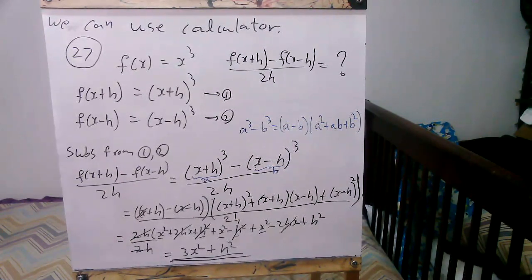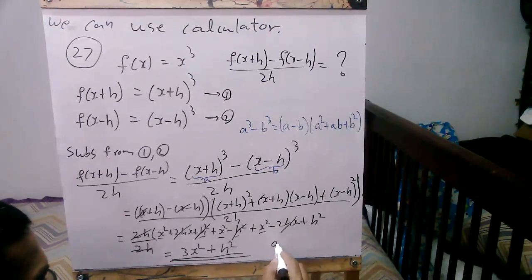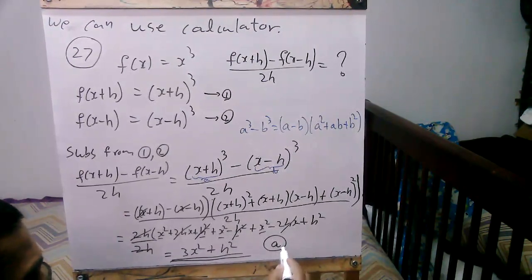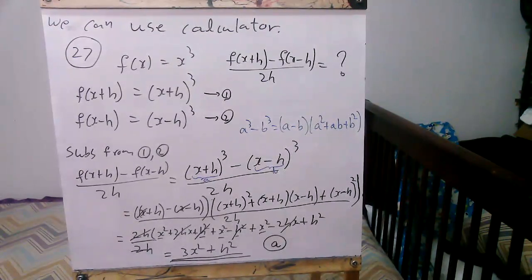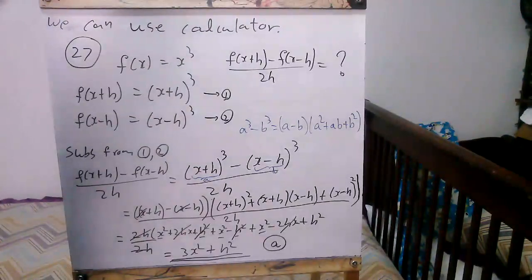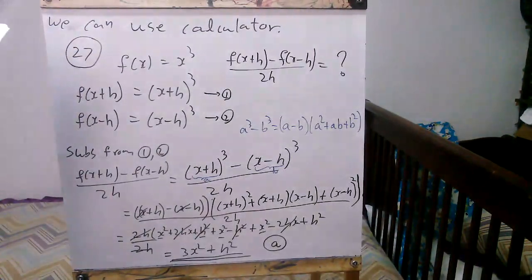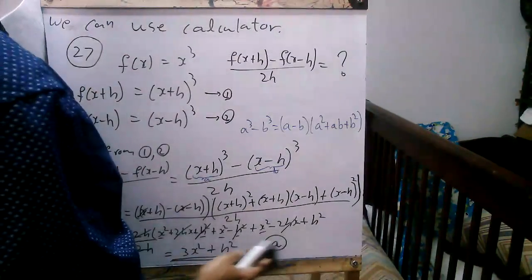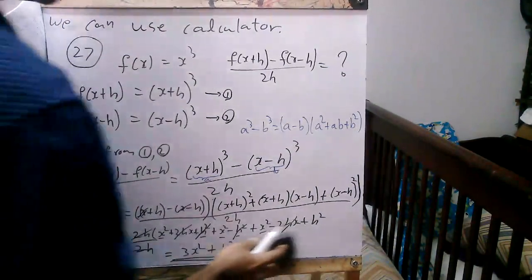What's the answer choice? The choice is A. Okay, that is 27. I'm going to erase this.